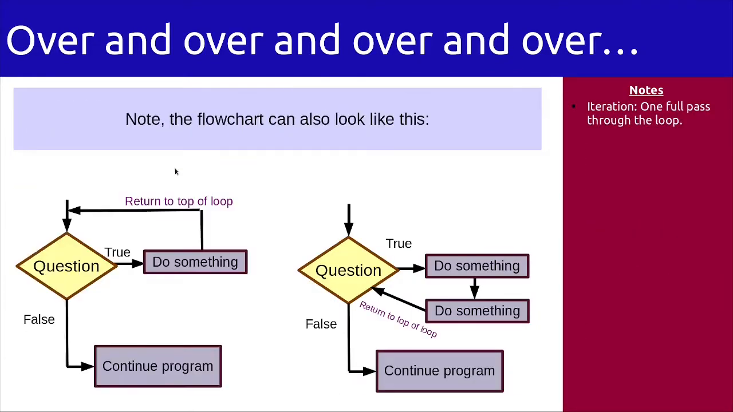And note that sometimes the flowchart can look like this. I like to make it just point directly back to the diamond, the question, but sometimes you'll see it where it comes back to the arrow right above the question. Either way, it's going to come back to the question, re-ask it again, and keep looping in some direction.